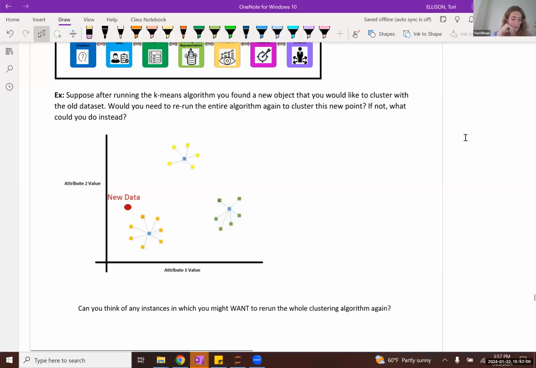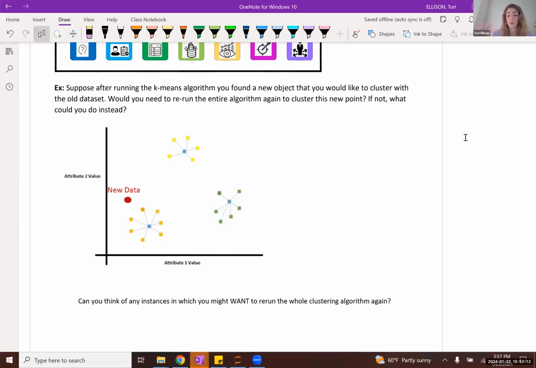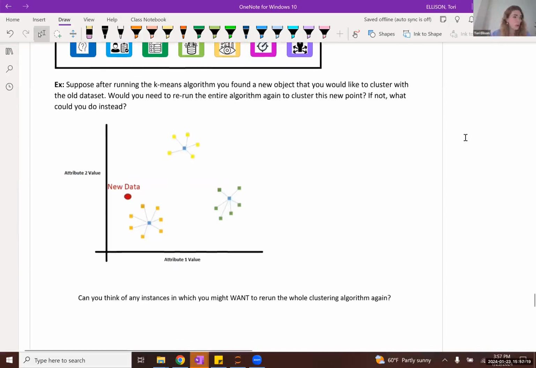So the question is, from a time perspective, let's say this is a really big data set, do we actually need to rerun the entire algorithm again to cluster just this new point? And if not, what are some potential workarounds that we could try? So that's one question I want you to think about. I'm going to open up some breakout rooms in just a second, so I want you to discuss your answers to that question. But then there's another question that I added here as well.